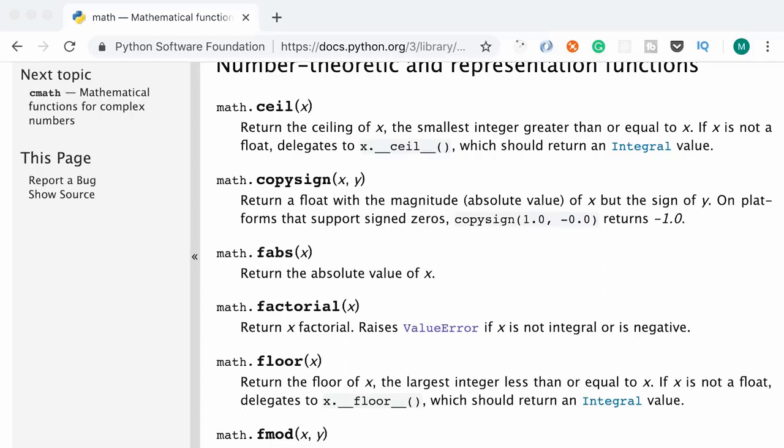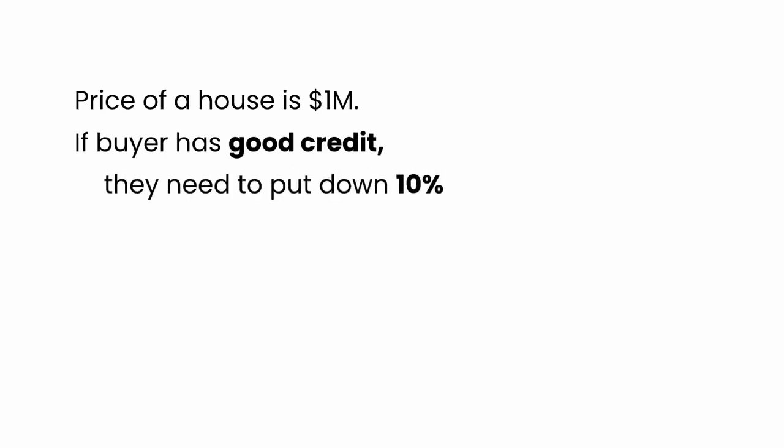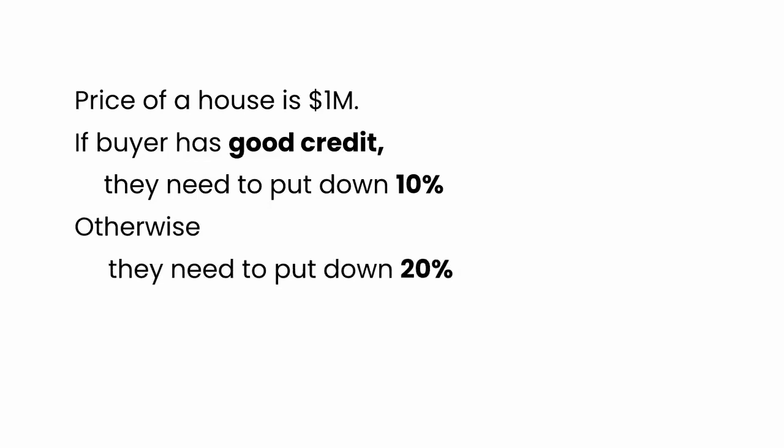Okay, here's an exercise for you. Imagine the price of a house is $1 million. Now, if the buyer has good credit, they need to put down 10% of the price of this property. Otherwise, they need to put down 20%. Write your program with these rules and display the down payment required for a buyer with good credit. You will see my solution next.